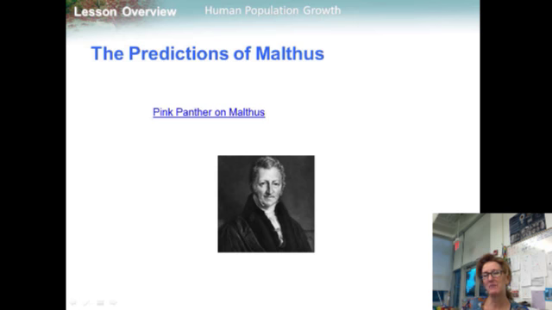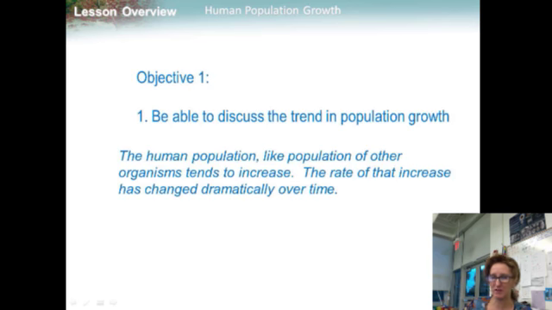Exponential growth continued up to the second half of the 20th century, reaching a peak around 1962, and then it began to drop. The size of the human population is still growing rapidly, but the rate of growth is slowing down. I'll show this video to you in class. So objective 1 is to be able to discuss the trend in population growth. The human population, like the population growth of other organisms, tends to increase. That rate of increase has changed dramatically over time.